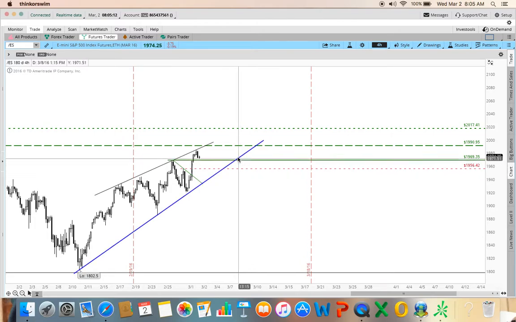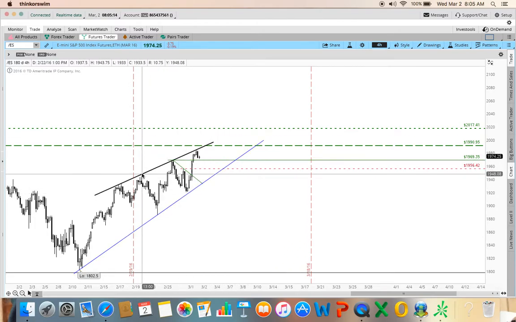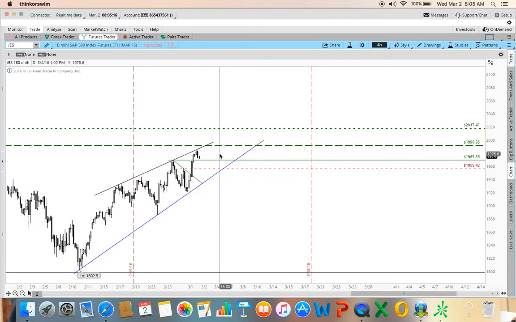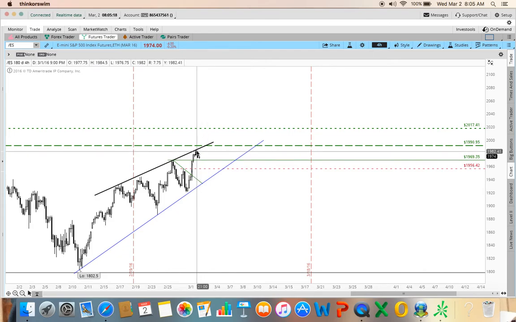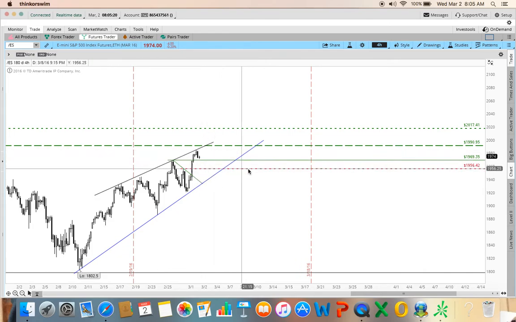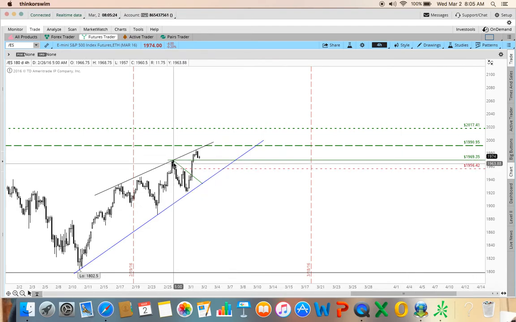But how do I look at the market right now? We have this kind of a trend line here. This trend line is where we saw this bounce, this pullback, and two very important supports. One is 1969.35, which came from the high of this, where we saw the breakout yesterday. The other one is 1956.